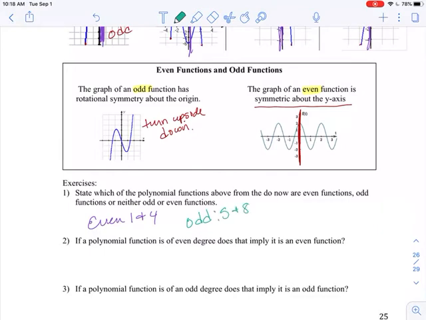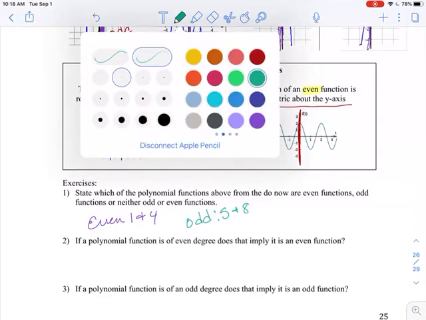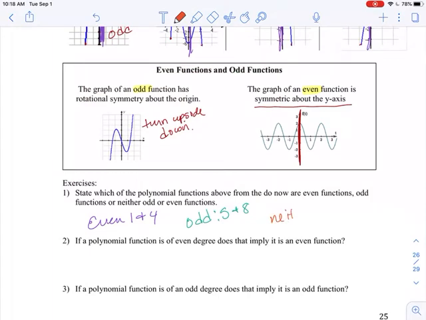And the ones that were not even and not odd, then those we just say that are neither. So the neither ones, because they wanted me to do neither odd or even, they want me to list those also. And my neither ones are all the rest that are left. So 2, 3, 6, and 7.